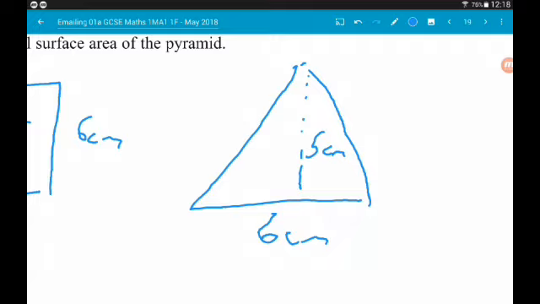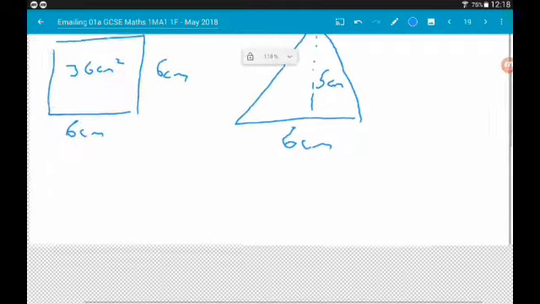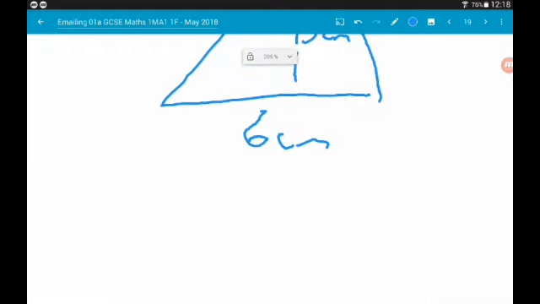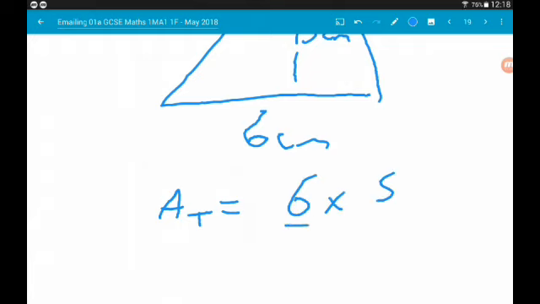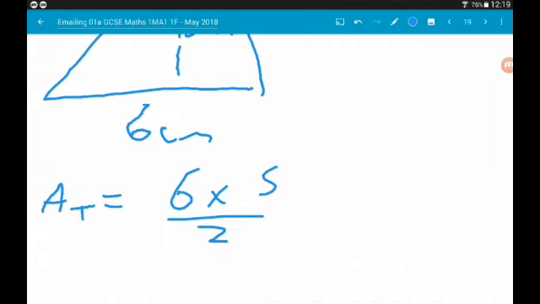Now, the area of a triangle is the base times the height divided by 2. So here we're doing 6 times 5 divided by 2, which is 30.